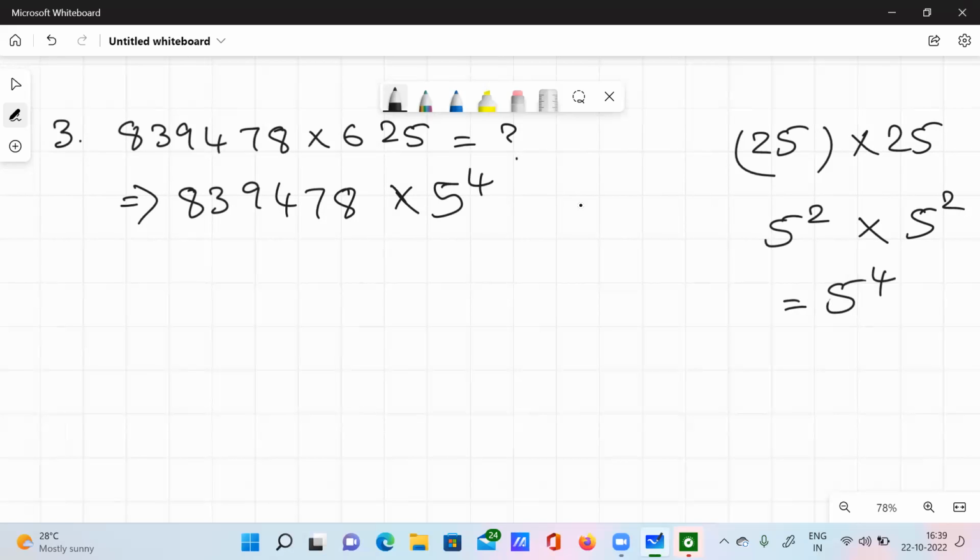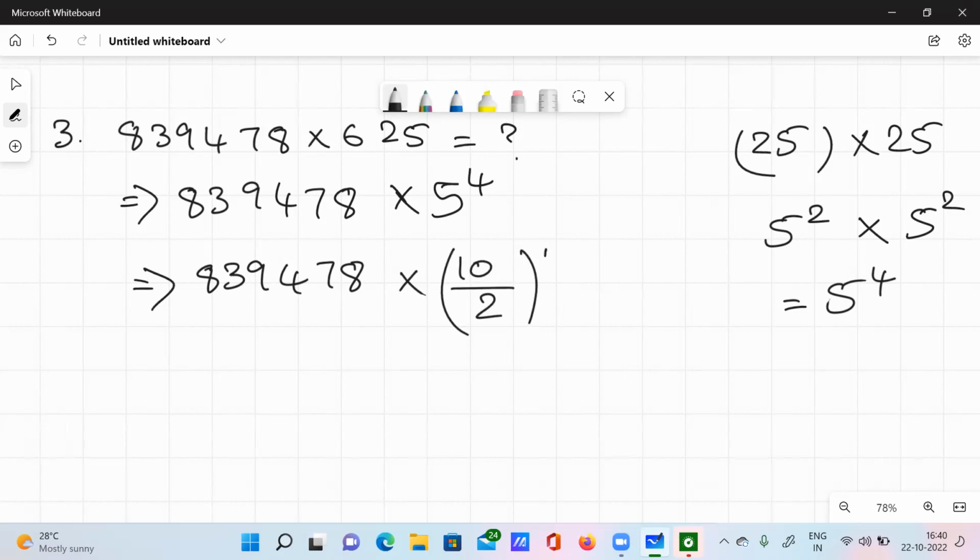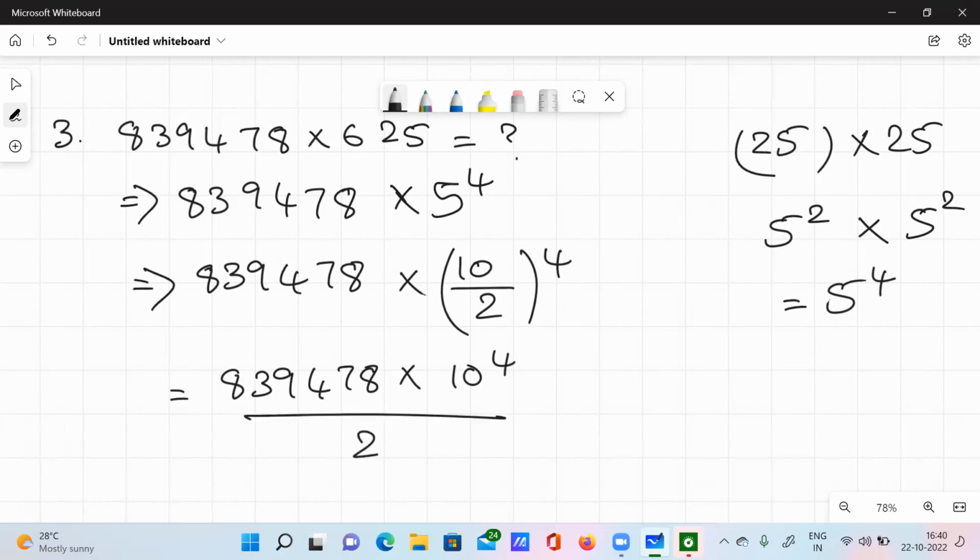Now you can also write this 5 power 4 as 839478 into, how can you write this 5? You can also write it as 10 divided by 2, and the whole to the power of 4. Now you can just multiply these: 8, 3, 9, 4, 7, 8 into 10 to the power of 4 divided by 2 to the power of 4. What is the value of 2 to the power of 4? That is nothing but 16.